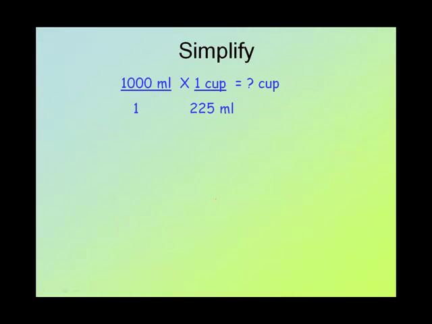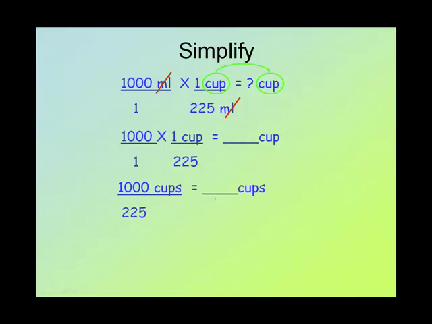Now, in order to simplify, it's very simple. You multiply the top term, you multiply the bottom term, you cross out units, and you simplify. So, in this case, we have 1,000 times 1 divided by 1 times 225. Or, simply, 1,000 cups divided by 225, which equals 4.44 cups.